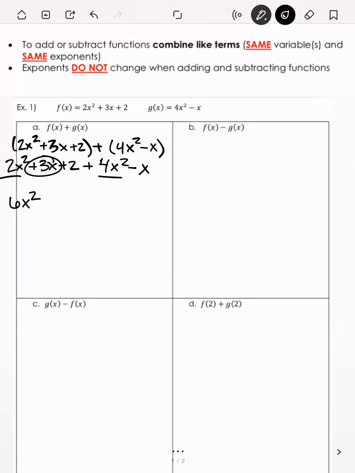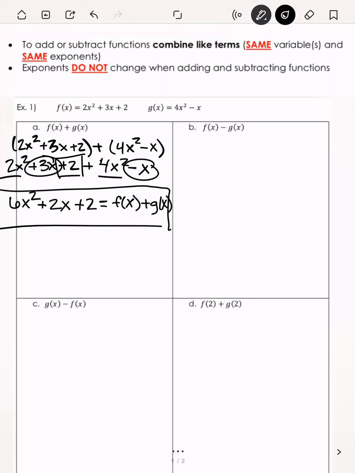I have 3x minus x. That gives me a positive 2x. And then I'm left with this constant right here, which is a positive 2. So this right here is equal to f of x plus g of x. This is an equivalent expression.